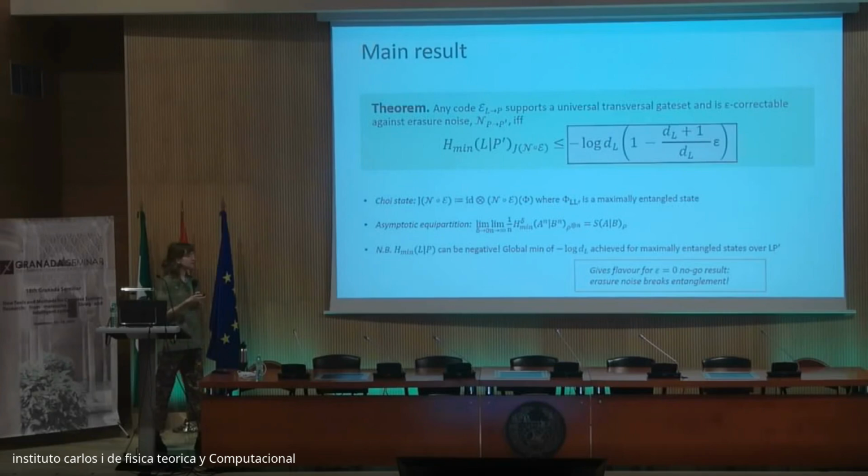And this maybe gives a flavour of how we get the original no-go result. So for exact quantum error correction, we choose the error probability to be 0, and the right-hand side of this inequality becomes minus log d, and so you get the condition that the conditional min entropy has to be equal to this minimum, which means it has to be a maximally entangled state. But typically this erasure noise will, pretty much always, destroy entanglement in the state. So this condition will never be passed when epsilon is equal to 0.